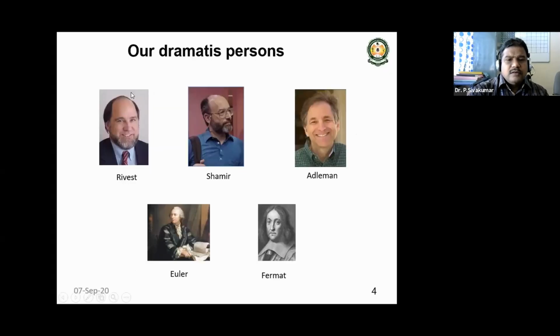These are the three authors, Rivest, Shamir, and Adleman, who developed the RSA algorithm. There is a mathematical relation between the public key and private key, which we discussed abstractly. That was done using Euler's and Fermat's theorems. Here this is Euler and this is Fermat.